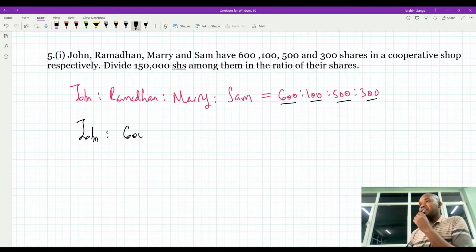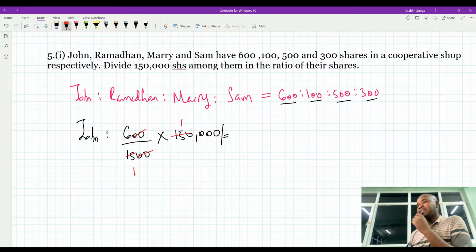John will be receiving 600 over 1,500. You multiply by 150,000 shilling, dear students. And when you simplify, 2 zeros go, 2 zeros go. By 15 here is 1, by 15 there is 1 as well. So we are going to get actually 60,000 shilling. So it means John will get 60,000 shilling.